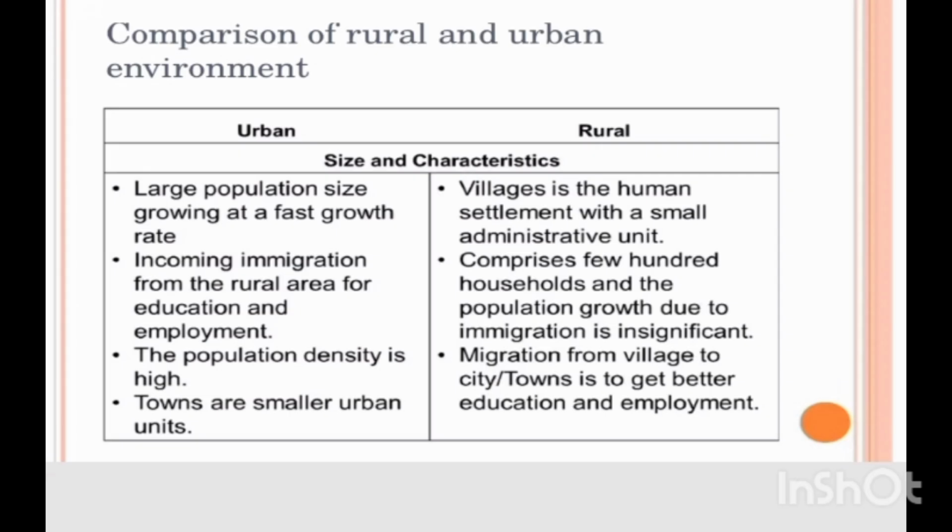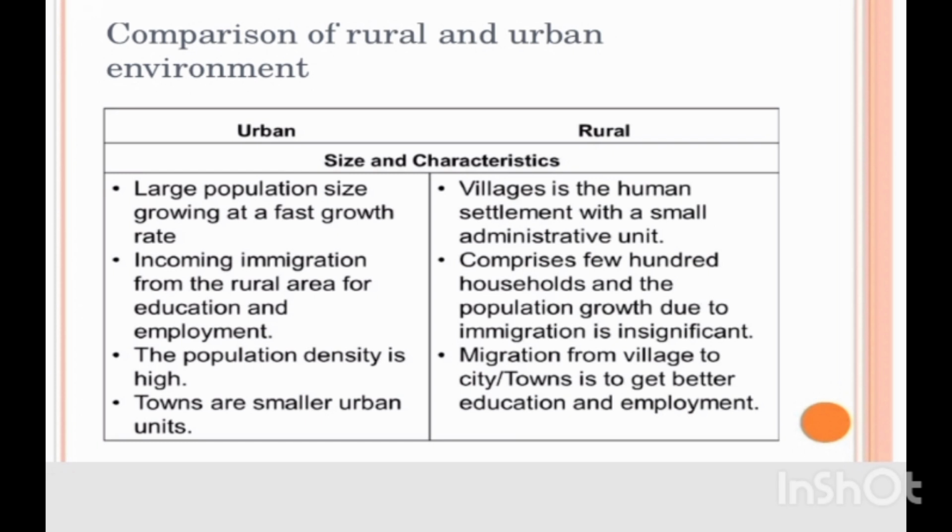The urban landscape. In urban areas, we observe a large population size, typically experiencing a fast growth rate. A significant factor contributing to this growth is incoming immigration from rural areas, driven by the pursuit of education and employment opportunities. Consequently, the population density in these regions is high. Urban units, such as towns, are considered smaller components within this larger landscape.